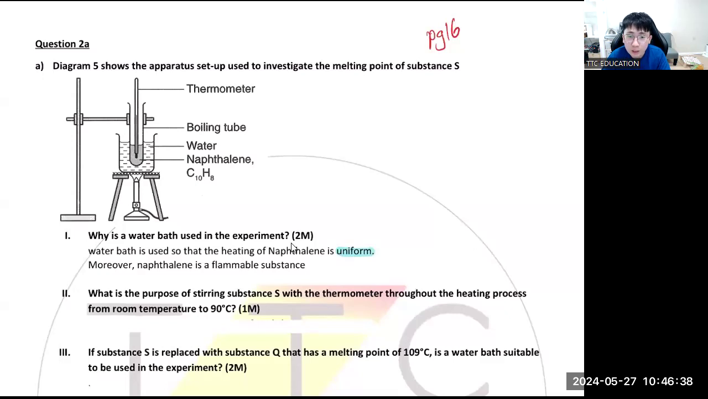And one more thing, you see there are 2 marks, so we need one more mark where we say naphthalene is flammable. So the water bath is there to protect your chemistry lab so that you all don't die.